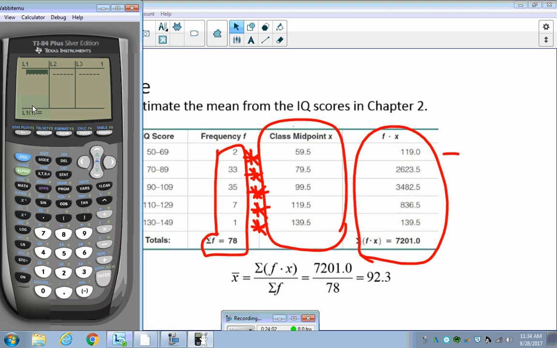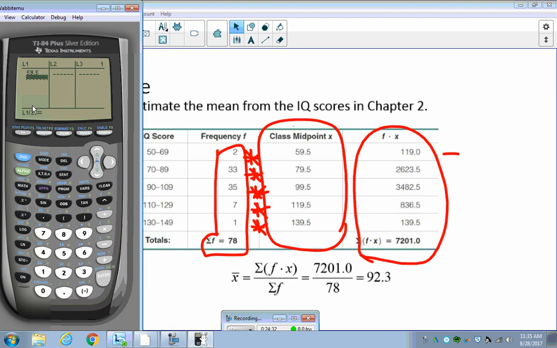The first one would be from 50 to 69. I don't know if those two people have a 50 and a 51 for an IQ. I don't know if they have a 60 and a 68. I have no clue. I've lost the individual raw pieces of data. So I'm going to, in L1, enter all of my class midpoints. The first one I'm going to enter is 59.5.